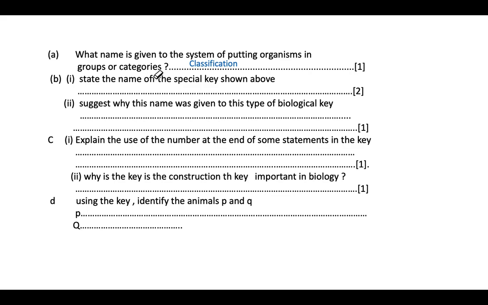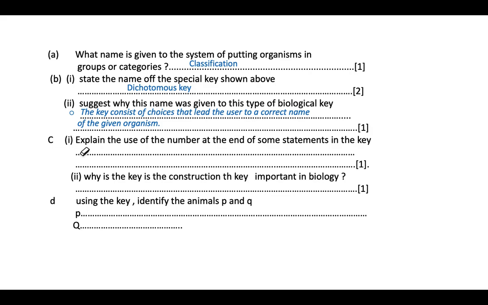And then we look at B. B1, state the name of the special key shown above. That special key, we call it the dichotomous key. Then we have B2, suggest why the name was given to this biological key. If we review back, the name was given because the key consists of choices that lead the user to a correct name of the given organism. So that's why it was given the name.